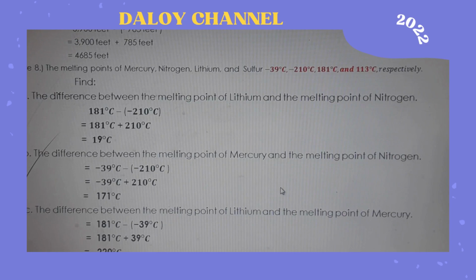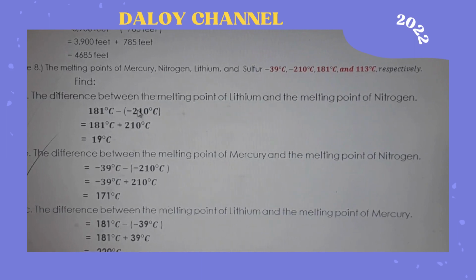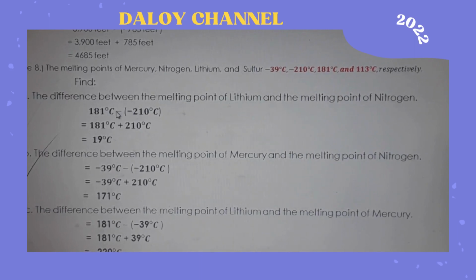Again, there's a correction here. By distributing the negative sign to the minus sign, it becomes positive 210 degrees Celsius, which is directly added to 181. So instead of 19 degrees, please correct it. The sum of 210 plus 181 is 391 degrees Celsius. That is the answer.